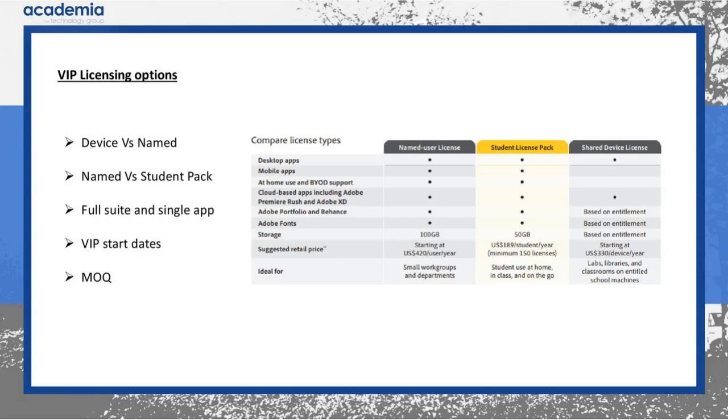Something else that you can do under a VIP agreement is license a single application. So you may not want to give students the full suite. They may just be studying photography and only need Photoshop, for example. Under a VIP agreement, you can license just a single application. I do need to caveat that: single apps are not available for any K-12 options, and single apps are not available under student license pack either. So you can get single apps under named user and single apps under shared device licenses.